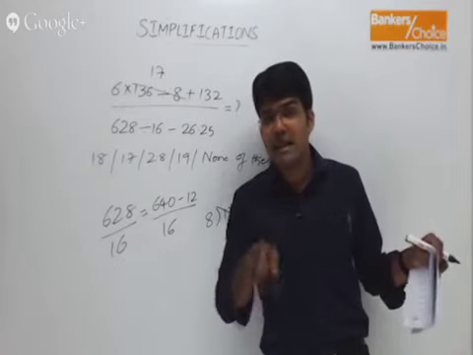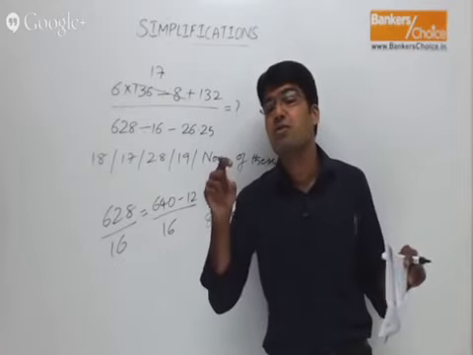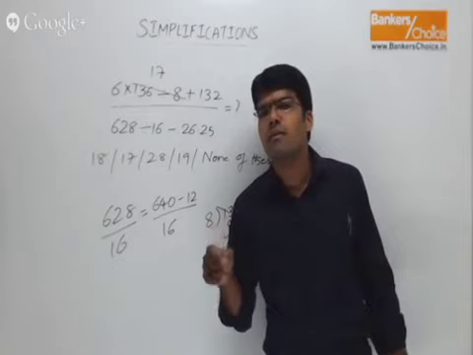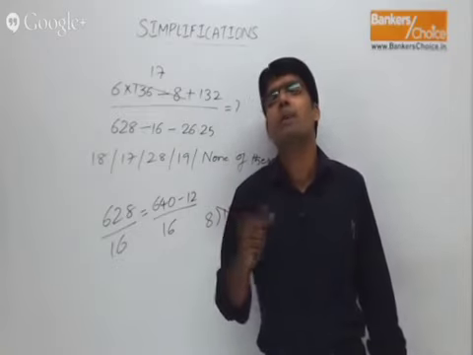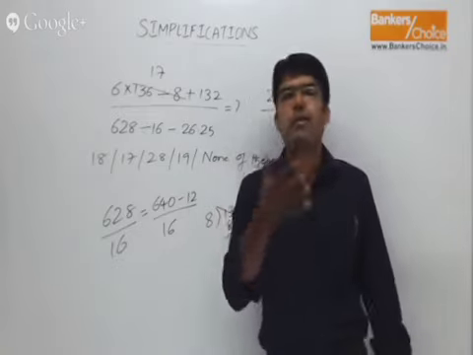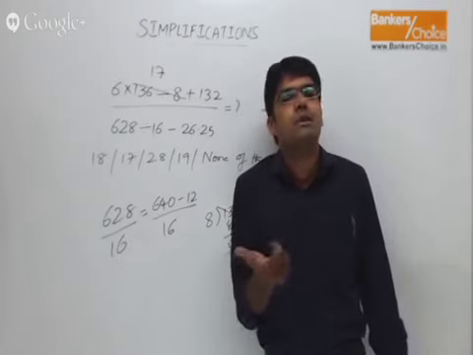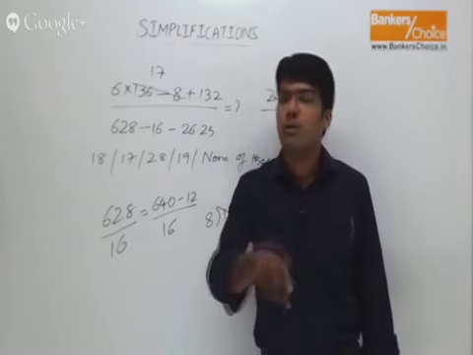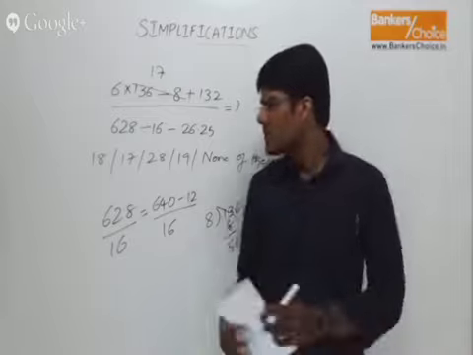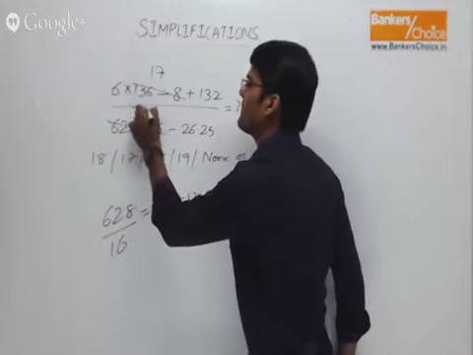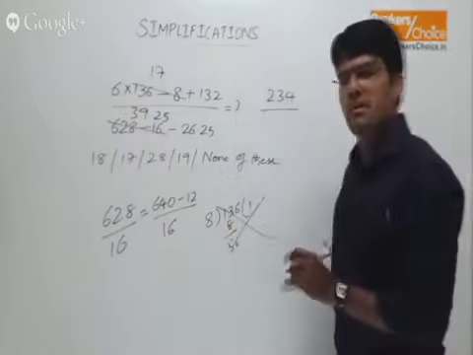Already we have 30 and 9, 39. What is left out? 4. 4 by 16, 1 by 4. 1 by 4 is 0.25. So 39.25. So either you split it this way or that way, finally you are going to get the same value, 39.25. But then how quickly you do it is what matters. So this part is 39.25 without writing anything on paper.